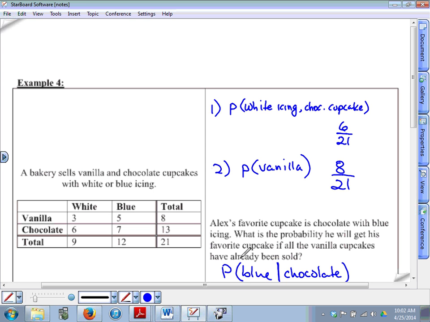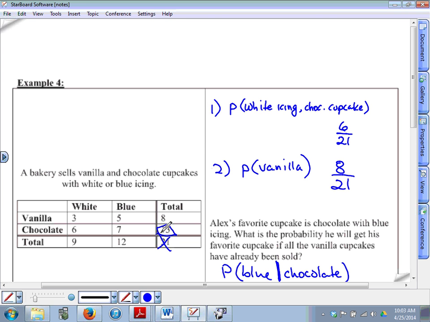Do you guys understand? If all the vanilla cupcakes are gone, what's the chance he gets blue given that his cupcake has to be chocolate? Do you understand why the condition is there? Now, here's what happens when you do a conditional probability. Are we going to use the entire sample space anymore? Just the chocolate, because it's been given that he will get a chocolate cupcake. So the sample space is no longer 21. What's the sample space? 13. So out of the 13 chocolate, it's going to be 7 out of 13.